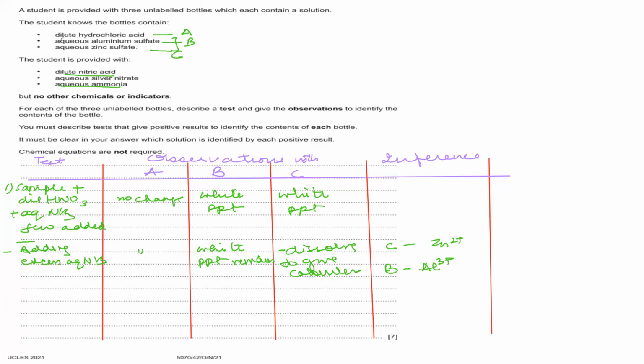Now coming to the last part, you have to identify the third bottle and confirm whether it is HCl or not. In this scenario, the chloride ions will be identified using aqueous silver nitrate solution, and the silver nitrate will give you the white ppt of silver chloride.